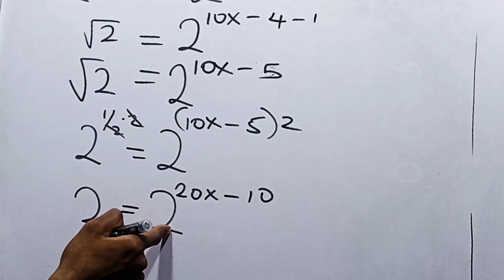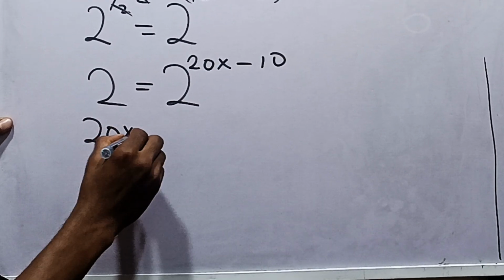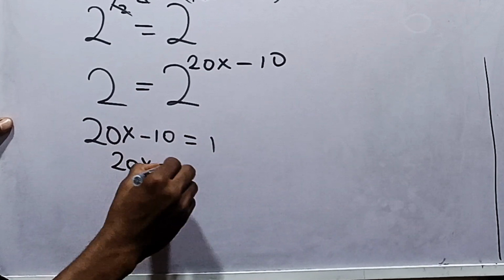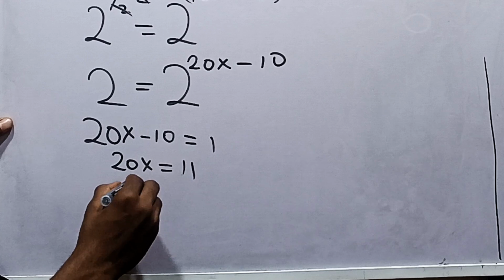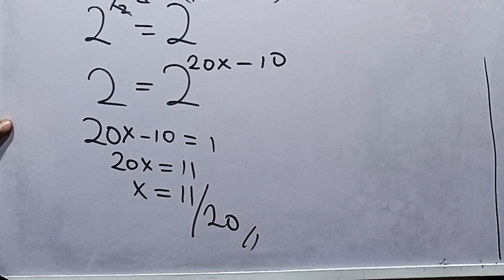The bases are the same, hence the powers will be the same. So we have 2 raised to 20x minus 10 to be equal to 2 raised to 1. 20x is equal to 11. x is equal to 11 over 20. Okay? And this becomes the final answer to x in this question.